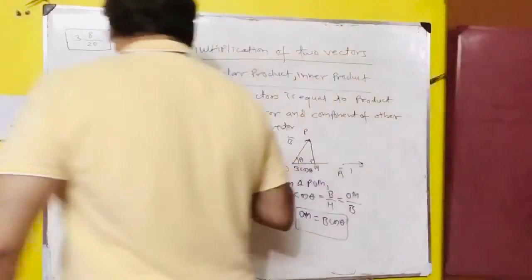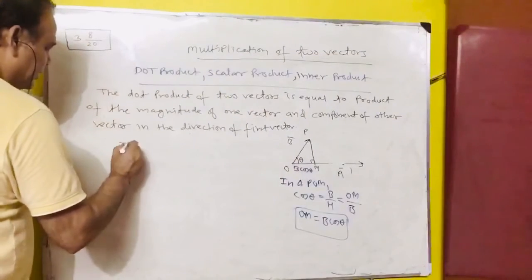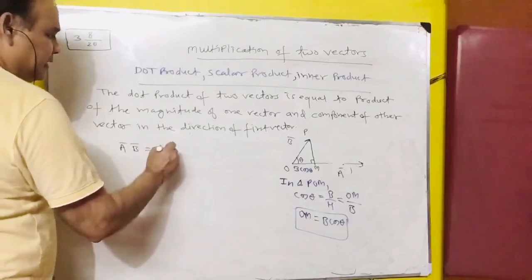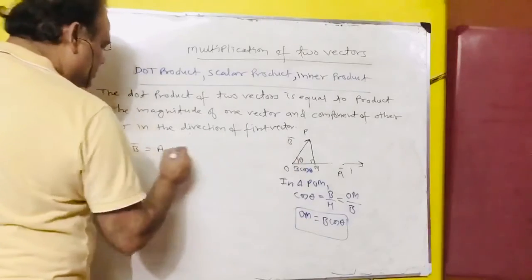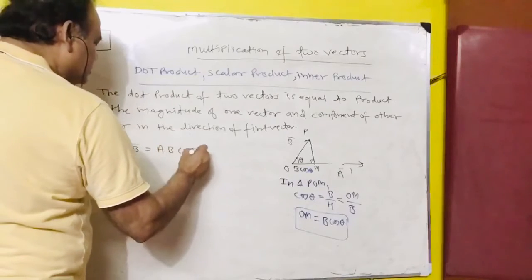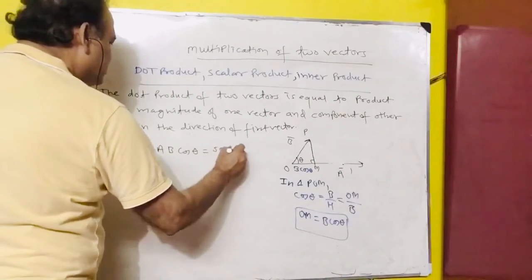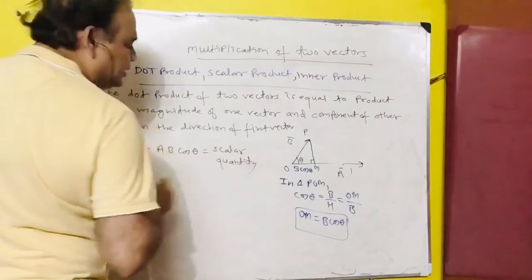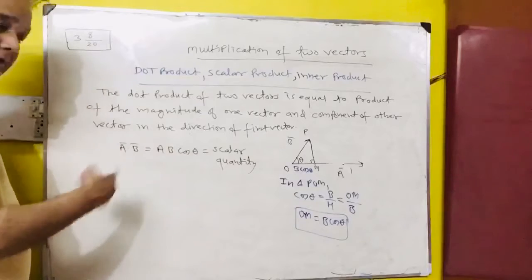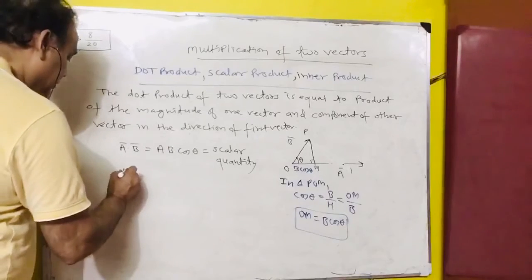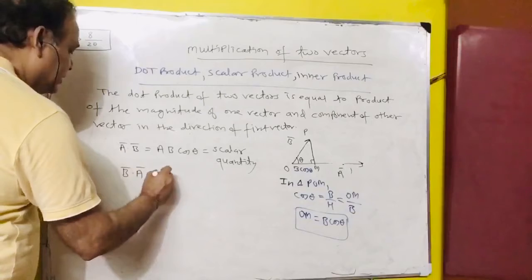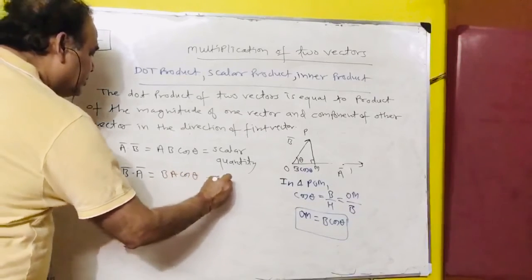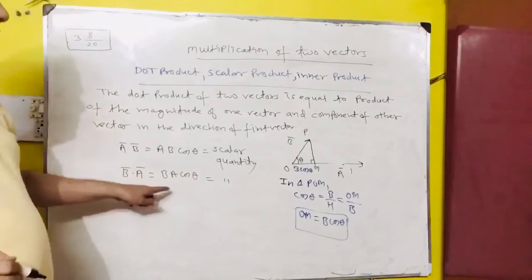So from here now it is clear that a vector dot b vector equal to magnitude of a into component of b in this direction, that is cos theta, and it is always a scalar quantity. This is dot product. इसको उल्टा भी लिख सकते हो आप, जैसे b vector dot a vector equal to magnitude of b and component of a in the direction of b.